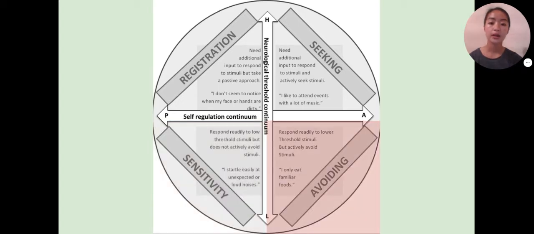On the bottom right are avoiding patterns, or avoiders. These are children with low thresholds and high activity. They notice everything, have big reactions, and withdraw from input. They may be easily distracted. They may perceive unpredictable things as dangerous, and they may be unwilling to try new things.